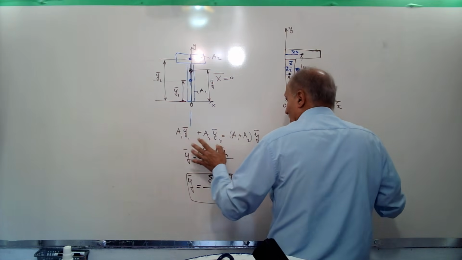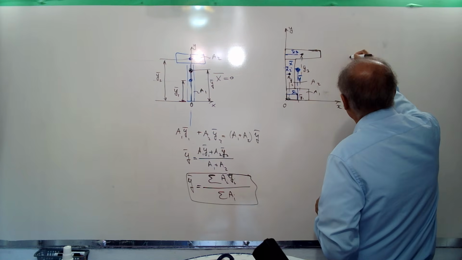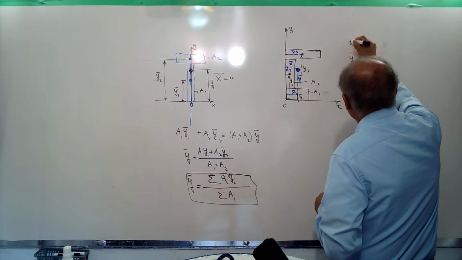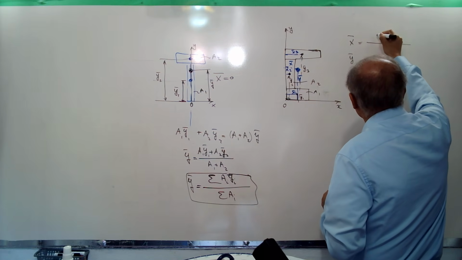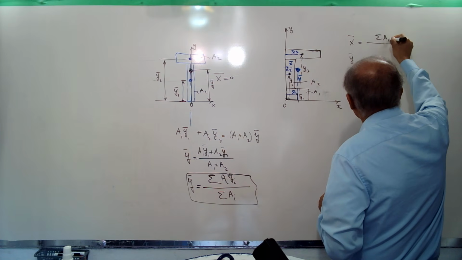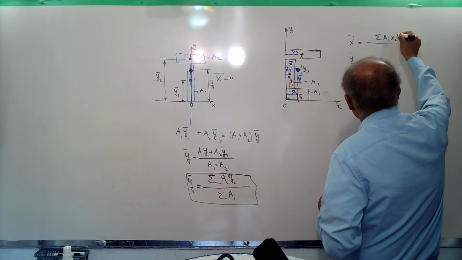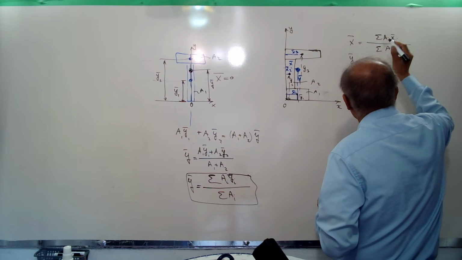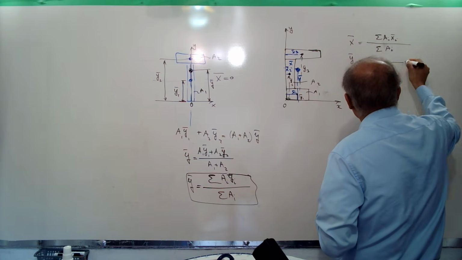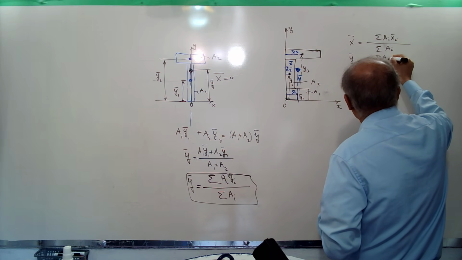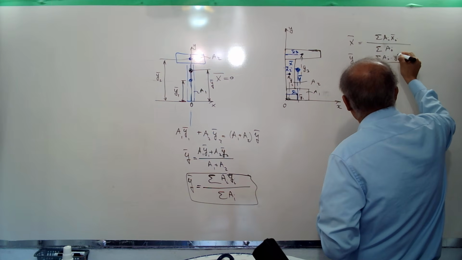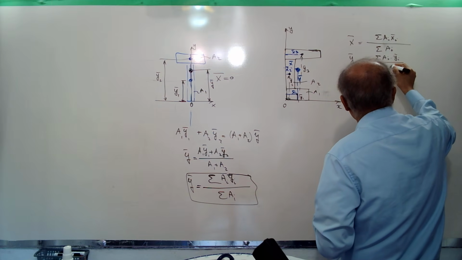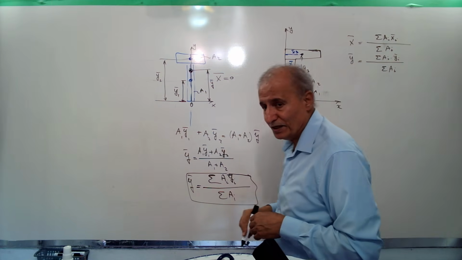Then in this case, like this formula for y bar and x bar, we say that x bar is the summation of all areas times x bar i for each one, divided by the summation of all areas. Y bar is the same: the summation of all areas times y bar i, divided by the summation of areas.